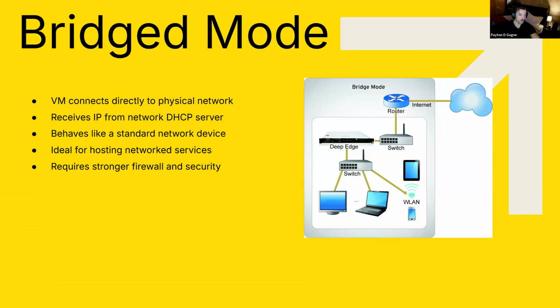Bridge mode is more like putting the VM on the real network. It gets an IP from the same DHCP server as everything else, so it acts like a normal device. It's great when you need the VM to be reachable, like for hosting something or testing how it behaves on a real LAN. The downside is it's more exposed, so you have to be careful with its security.